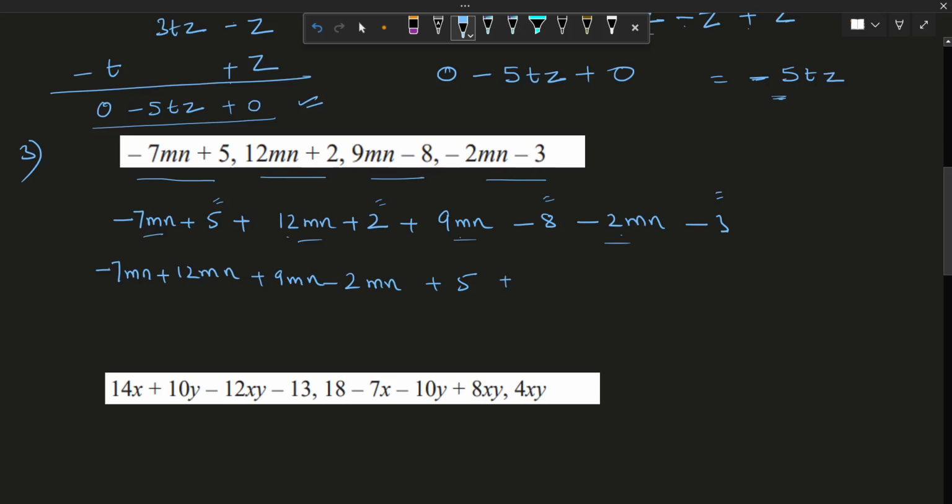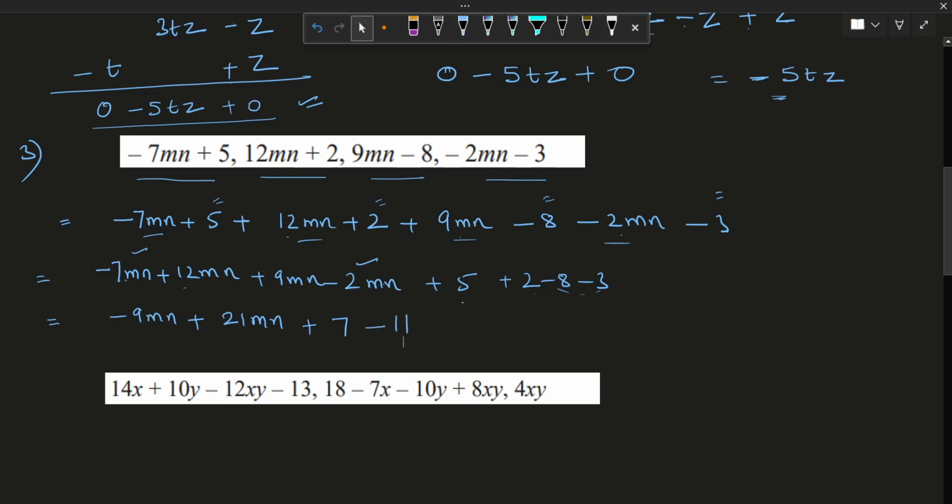Okay. 5 plus 2 minus 8 minus 3. And I know what I have to do? All negative numbers. So minus 7 minus 2 will become minus 9, because negative integers, when you add, you just add them. Do the addition operation only. Then plus 12 plus 9 is 21. Then here also the same thing. 5 plus 2 is 7. Minus 8 minus 3 will be minus 11.